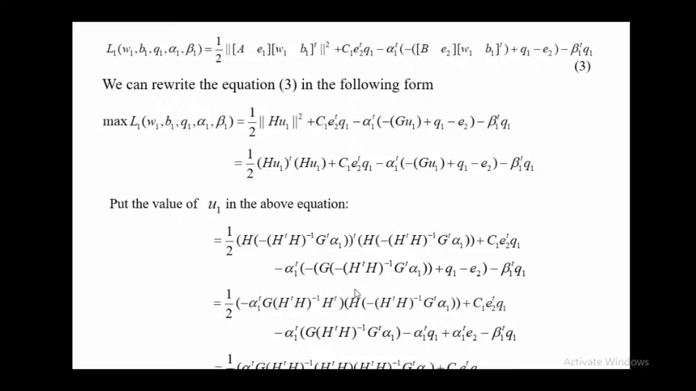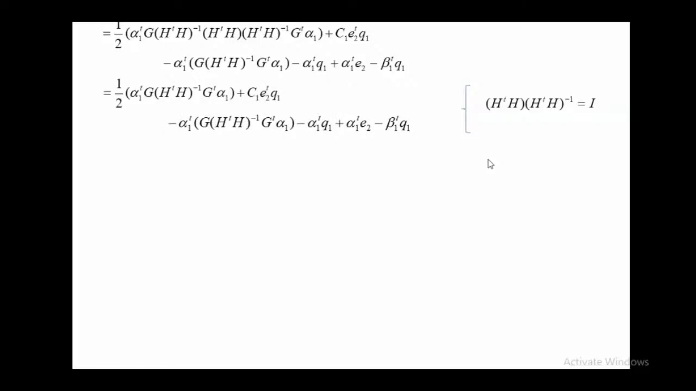Now I think you know the property A inverse A is equal to I. I am using that property here, so this particular term you can replace by I. Here the inverse will be here, this is normal. So when we replace this with I, you will get this particular thing here, and everything will be the same.